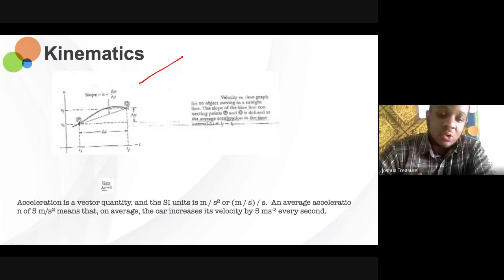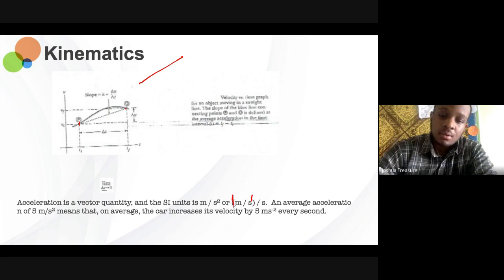Acceleration is a vector quantity, right? Why? Because of course velocity is a vector quantity. So therefore velocity is a part of acceleration, so acceleration must also be a vector quantity. And the SI unit is meters per second squared, right? And what did we say this section is again?